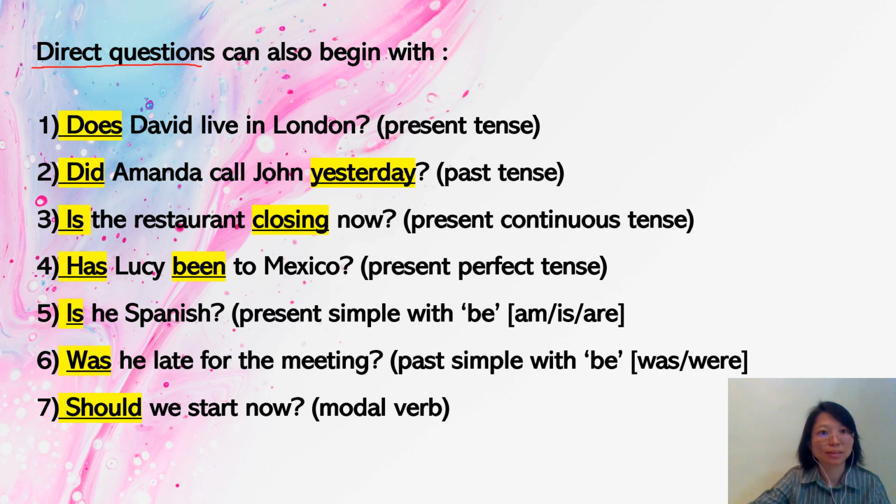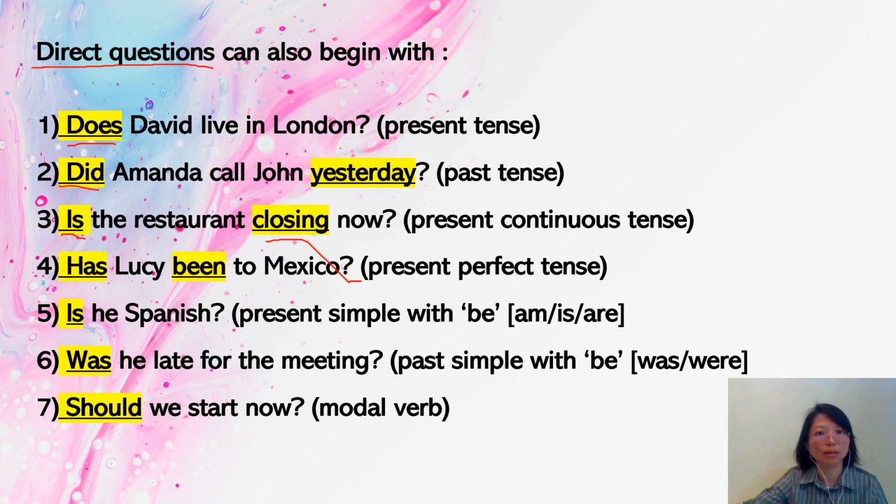Direct questions can also begin with, number 1, does David live in London? The does here actually uses present tense. Number 2, did Amanda call John yesterday? This one is using past tense. How do you know it's past tense? Because the direct question used did and also the word yesterday. Number 3, is the restaurant closing now?